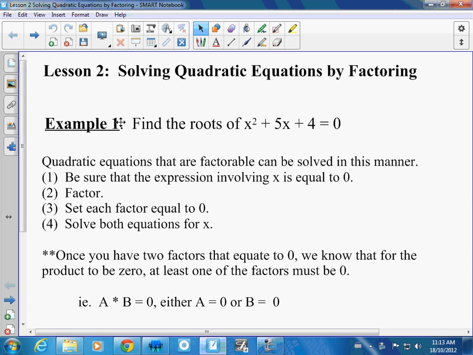So we're doing lesson 2, solving quadratics by factoring. Now guys, the difference between what we've done in the past and what we're doing now is instead of the equation equal to y, what is it equal to? 0, right? We're going to solve for it. So we're solving for x. This is like algebra you did in grade 9 and 10. The only difference is we now have a square in there.